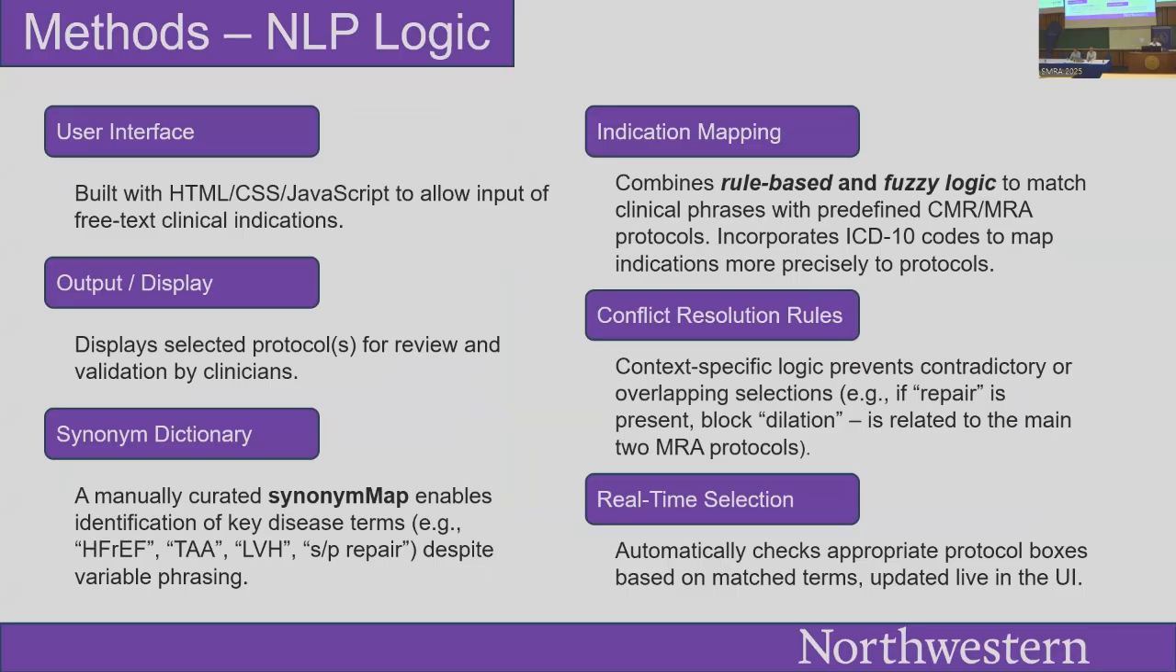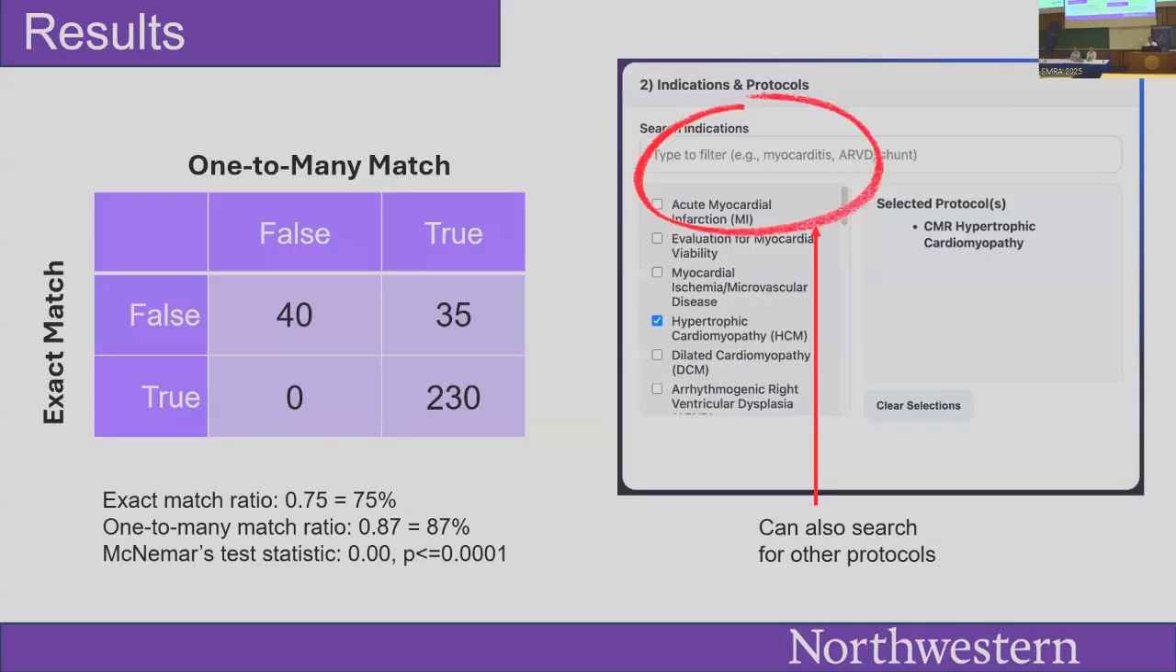One is the synonym map, because as you can imagine, when protocols or clinical information has been entered, sometimes it's very unclear what's actually been asked. So the synonym map enabled identification of key disease terms to map them to the appropriate protocol, as well as the indication mapping, which was rules-based and used fuzzy logic to map clinical phrases to the appropriate type of protocol. Here are the results.